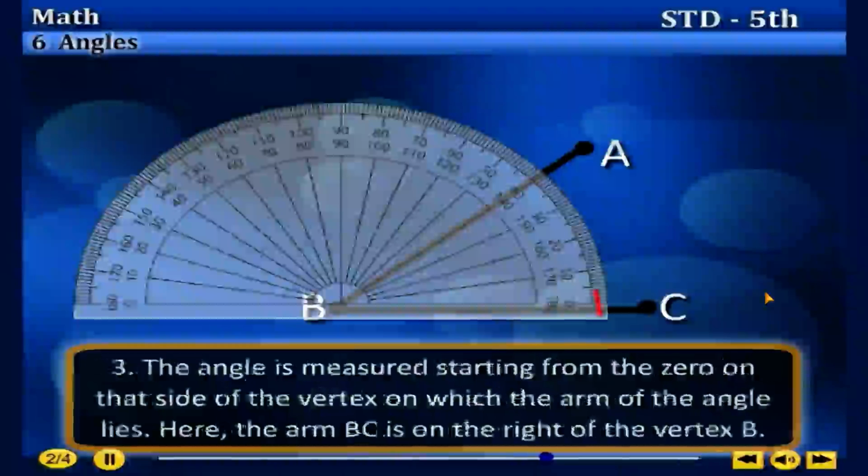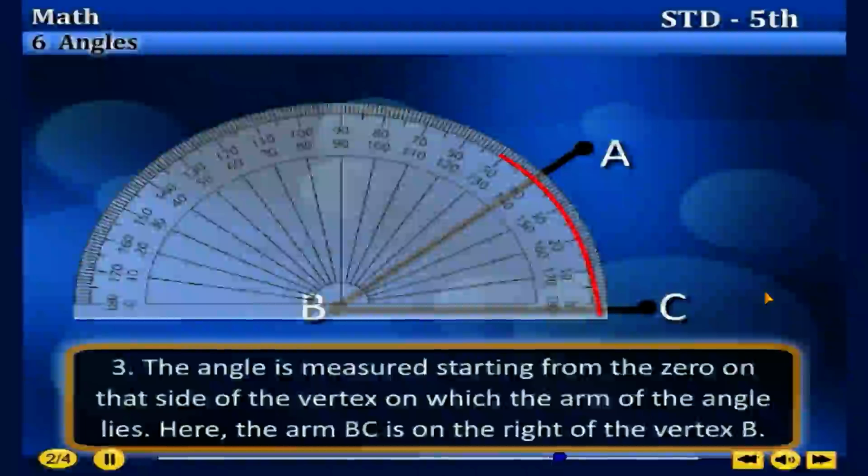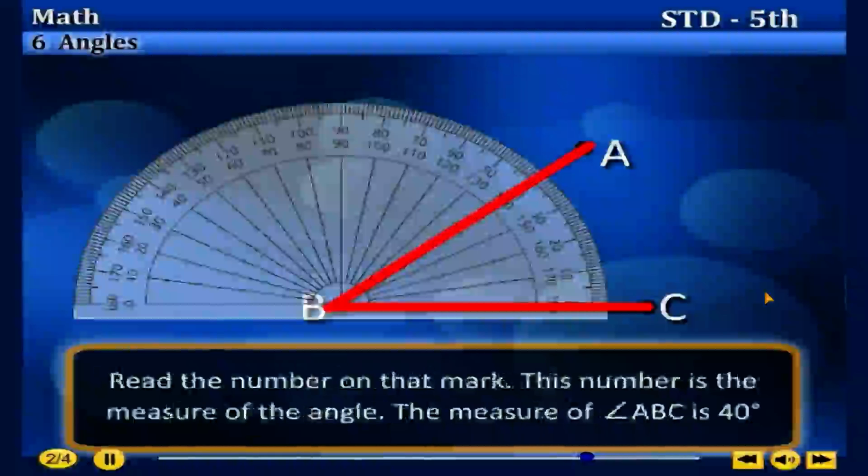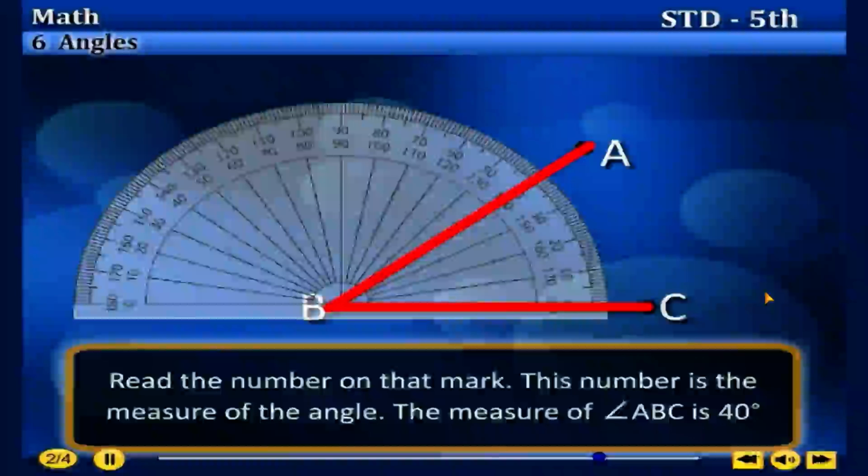The angle is measured starting from the 0 on that side of the vertex on which the arm of the angle lies. Here, the arm BC is on the right of the vertex B. Therefore, count the divisions starting from the 0 on the right. See which mark falls on arm BA. Read the number on that mark. This number is the measure of the angle. The measure of angle ABC is 40 degrees.